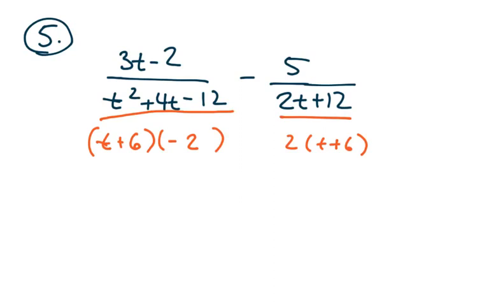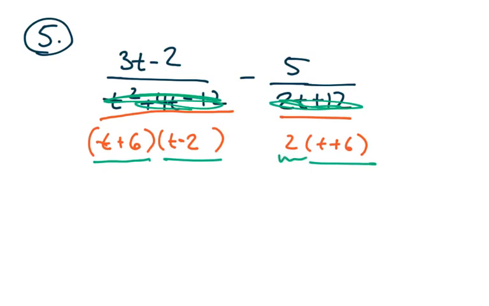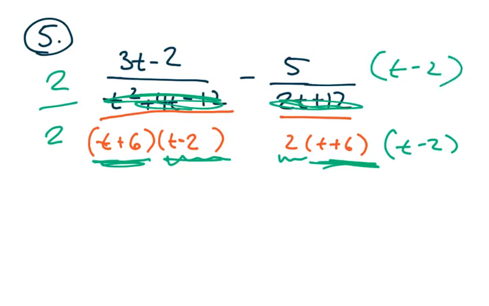Okay. So now we have it. I don't need to look at this anymore. So in order to get the denominators to match, they both have a t plus 6, which is great. This has a t minus 2, but it lacks a times 2. So we're going to multiply top and bottom by 2 over 2. Over on this side, it has obviously a t plus 6. It does not have a t minus 2, so this is going to be multiplied by t minus 2 on the top and the bottom.